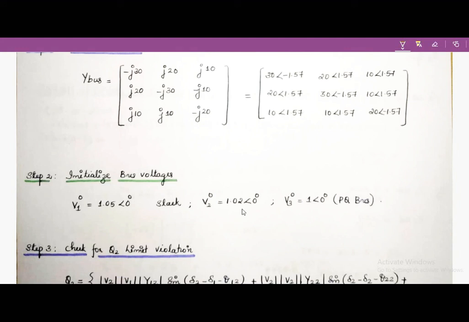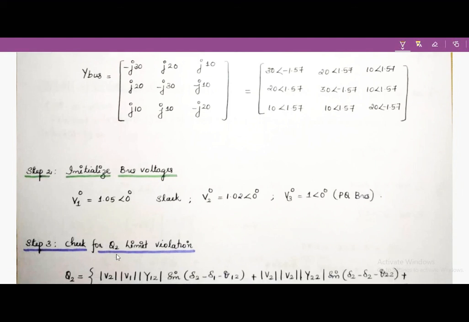Now, just like the Gauss-Seidel method, whenever you have a generator bus, what will you do? You will calculate the Q2, isn't it?